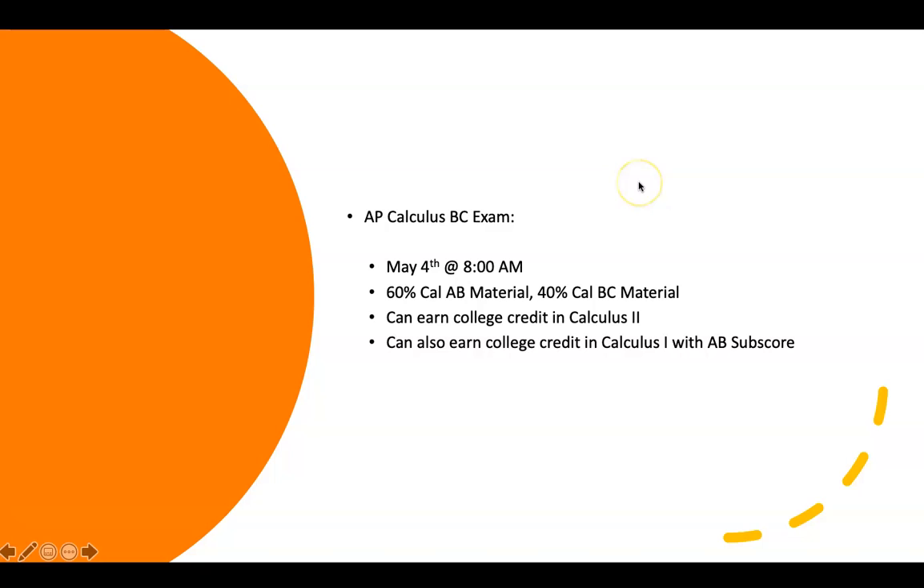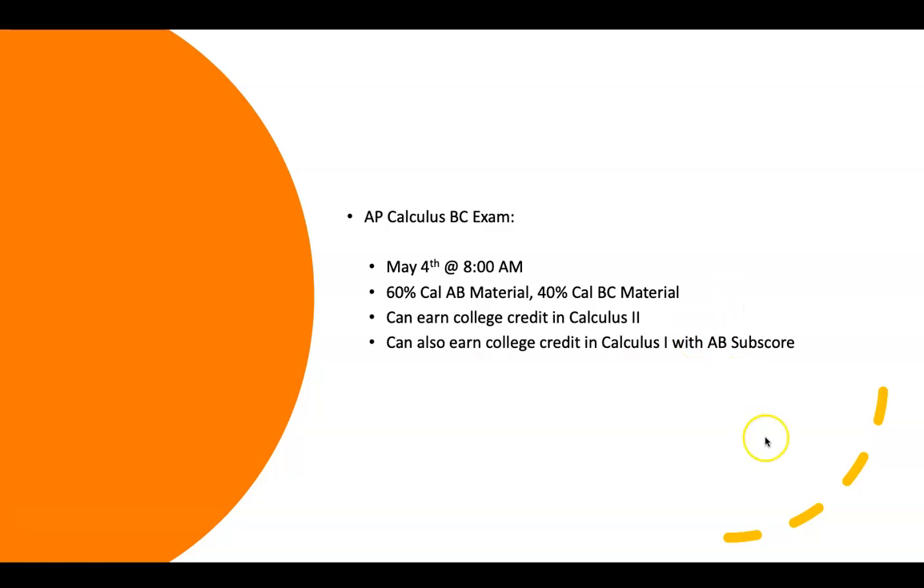Tuesday, May 4th, at 8 a.m. Our college readiness coordinator will probably want the kids there earlier, like 7:30 or so, to get set up. But the exam itself, 60% is Calculus AB material, and 40%, excuse me, is Cal BC material. Cal AB in a nutshell is like Calculus 1. Cal BC is more the Calculus 2 concepts.